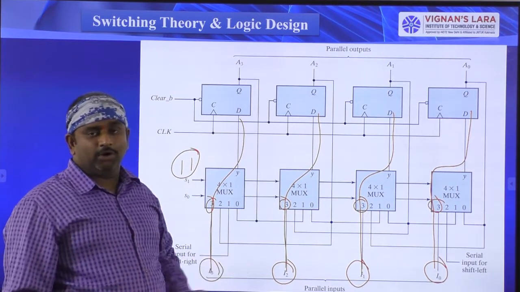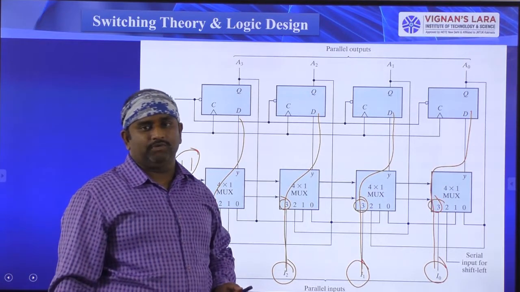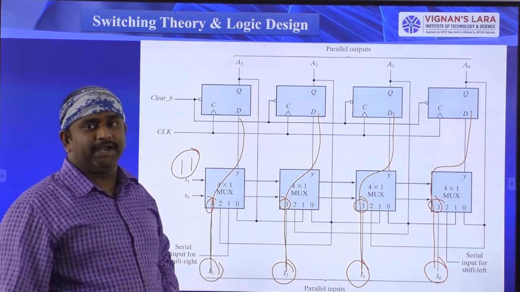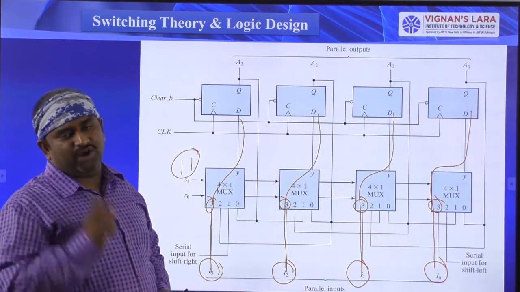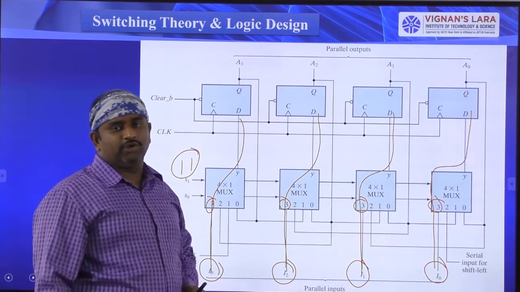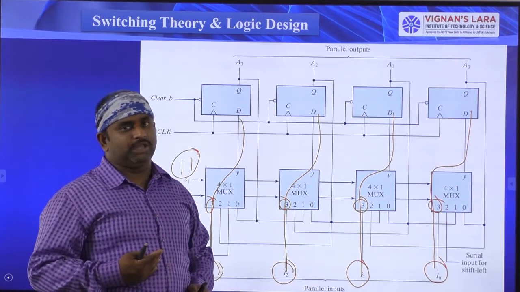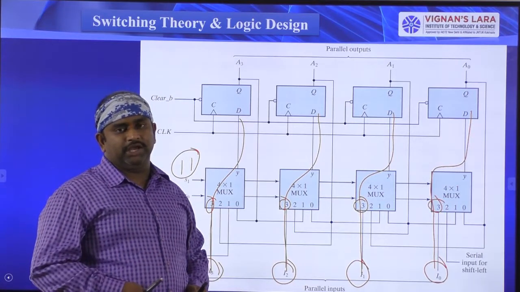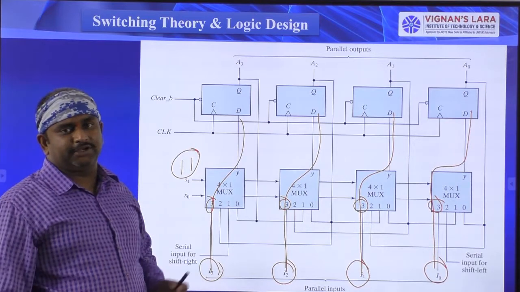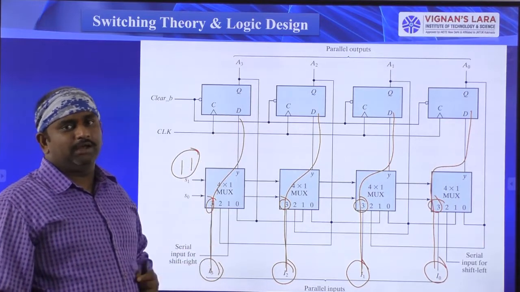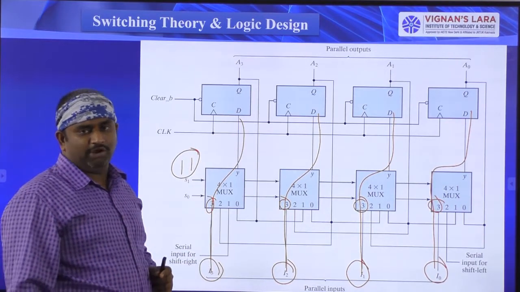So this is about the 1, 1 configuration. Now we have completed the 0, 0 configuration and the 1, 1 configuration. In the 0, 0 configuration, the same output is connected to the flip-flop input through the mux. In the 1, 1 configuration, the parallel input is connected to the D flip-flop through the mux. So this is the 1, 1 configuration.